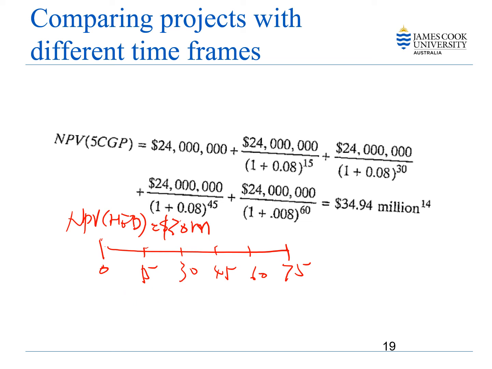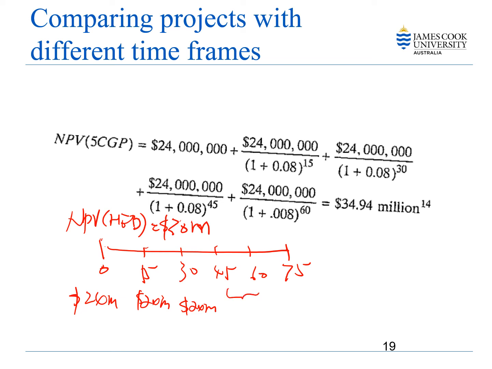So we got the first cogeneration project, which has an NPV of 24 million. The second cogeneration project has an NPV of 24 million, but you should be aware that this NPV is in year 15, because that's the second cogeneration project. For the third cogeneration project, the NPV is also 24 million, but it's in year 30.